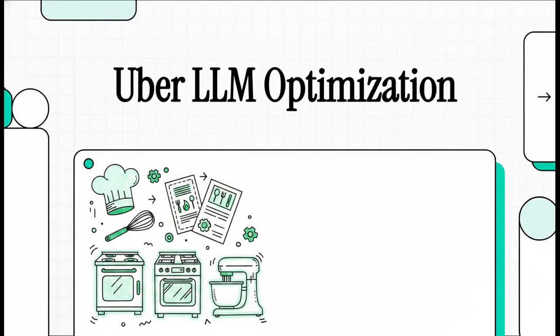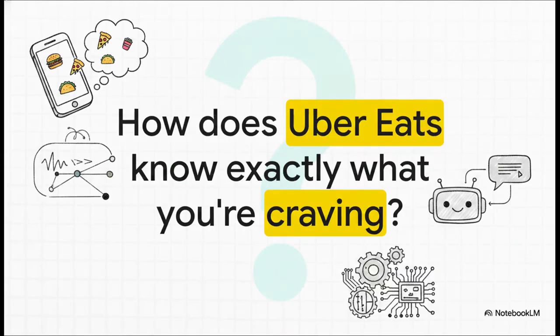Let's get into it. Think about the last time you opened the Uber Eats app. How does it always seem to know exactly what you're craving? Or, when you interact with an Uber customer support chatbot, how is it so incredibly responsive? The magic behind these features relies on highly optimized large language models, or LLMs. But here's the kicker: they aren't just off-the-shelf generic models. Uber takes these models and fine-tunes them on absolutely massive amounts of their own domain-specific data to make them incredibly precise for you, the user.